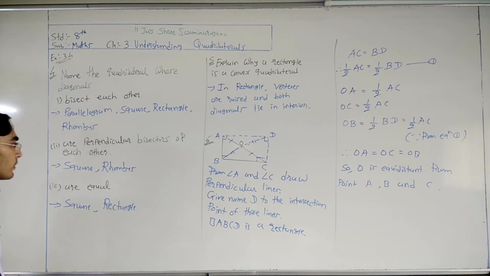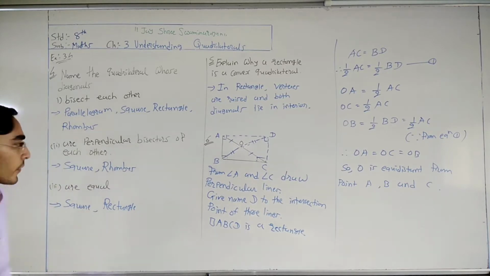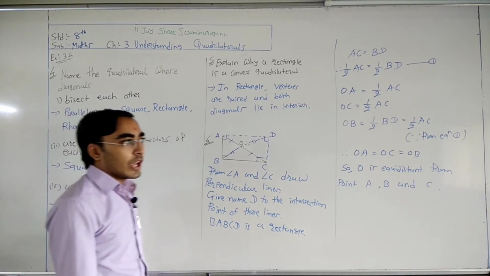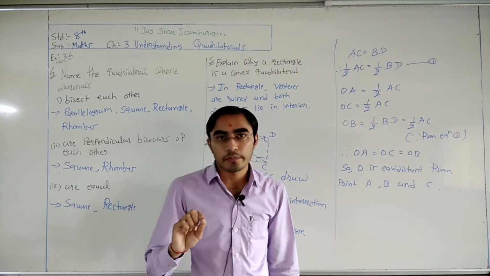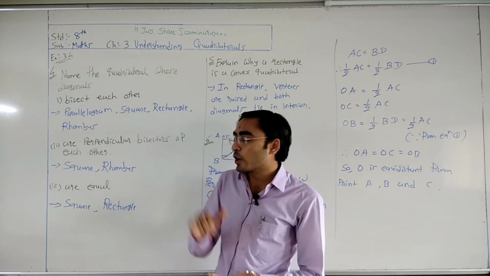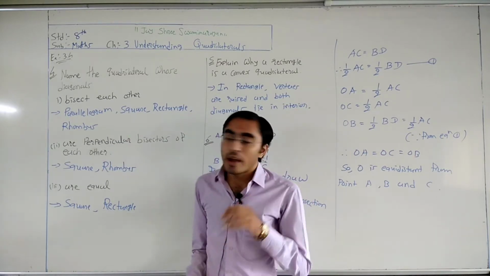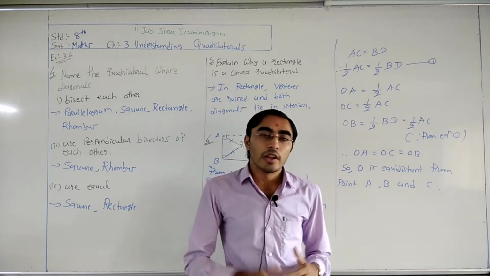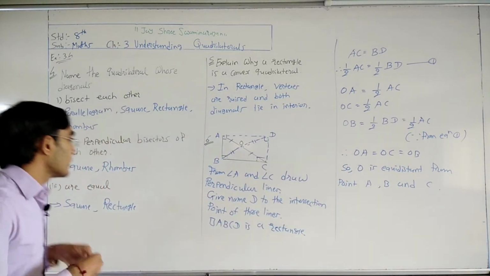After that, second question is, are perpendicular bisectors of each other? That means diagonals are perpendicular bisector of each other. Okay, so first of all, in square diagonals bisect each other at 90 degree. Perpendicular bisector means bisect each other at 90 degree. So in square diagonals bisect each other at 90 degree, and in rhombus even diagonals bisect each other at 90 degree.